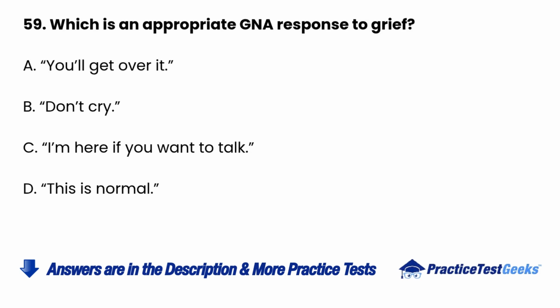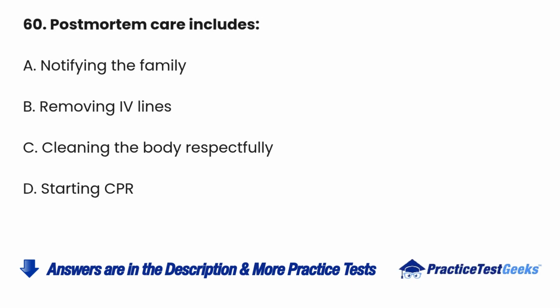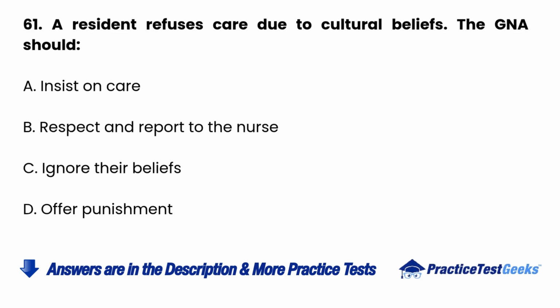59. Which is an appropriate GNA response to grief? A. You'll get over it. B. Don't cry. C. I'm here if you want to talk. D. This is normal. 60. Postmortem care includes A. Notifying the family. B. Removing lines. C. Cleaning the body respectfully. D. Starting CPR.